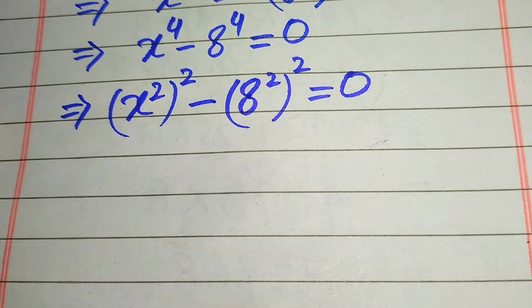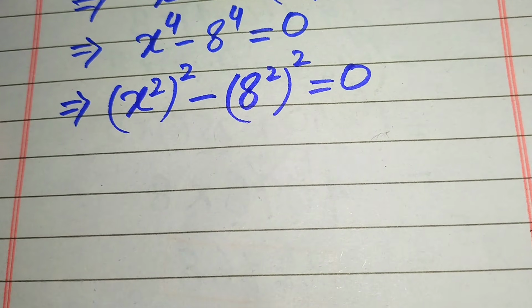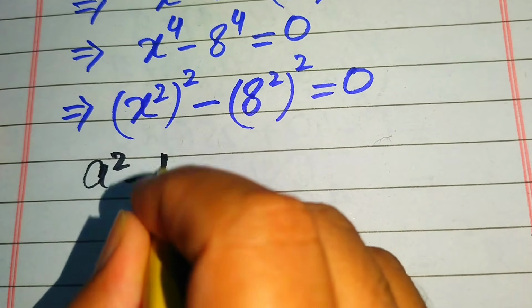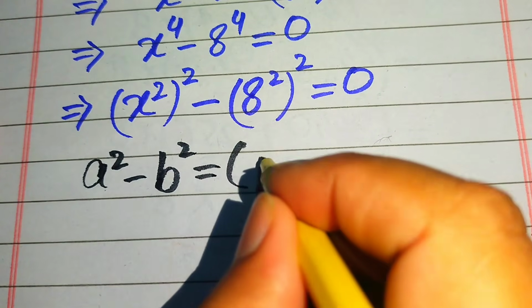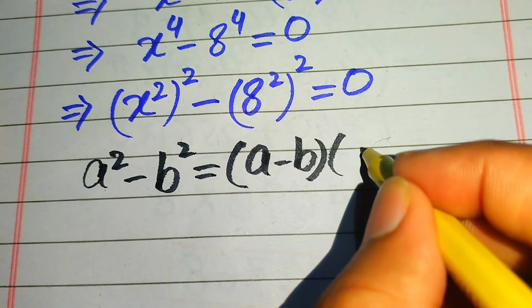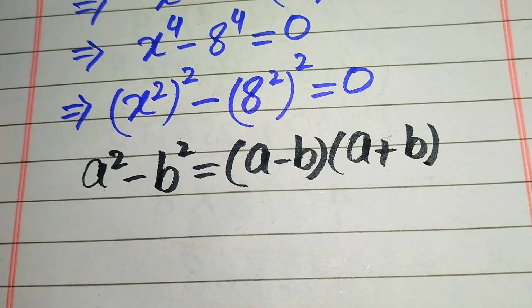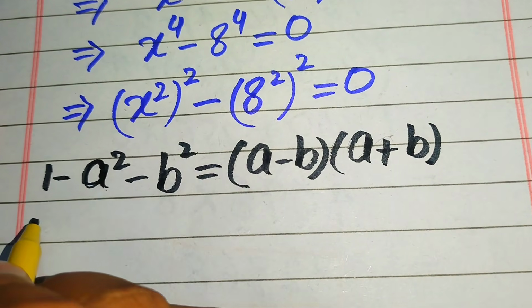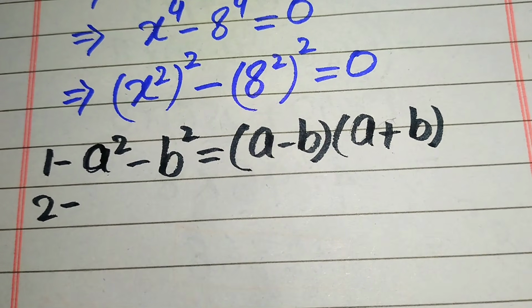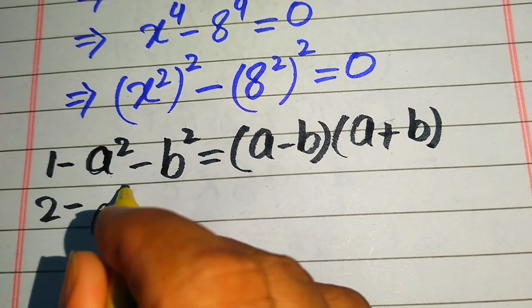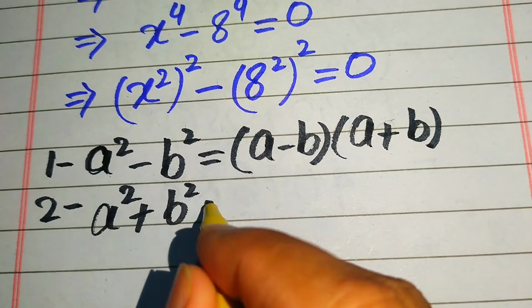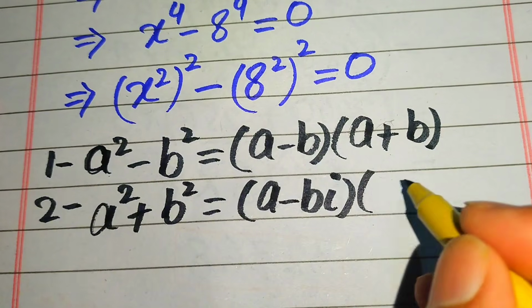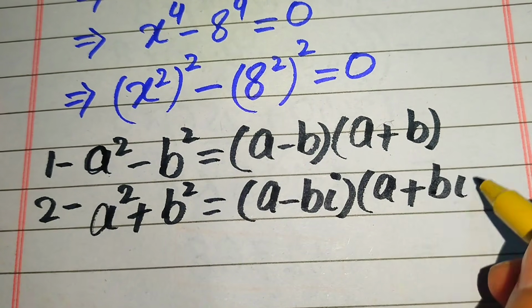So further in the next step we use a nice algebraic formula. You know that a squared minus b squared is equal to a minus b times a plus b. And similarly we use another formula, so we write this as the first formula and we need a second formula. You know that a squared plus b squared is equal to a minus b iota times a plus b iota.